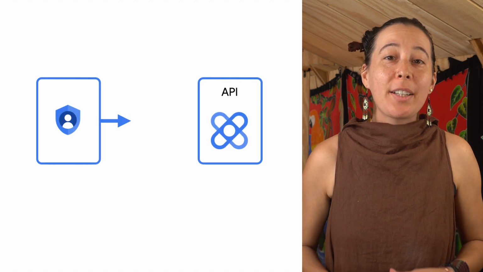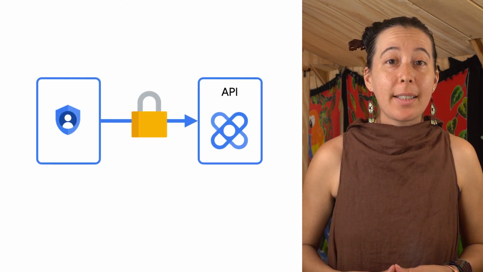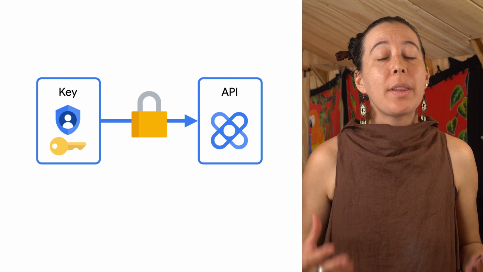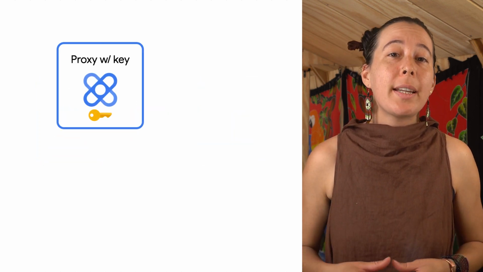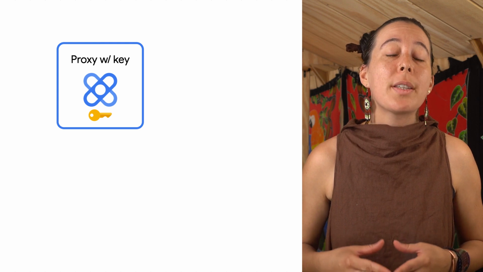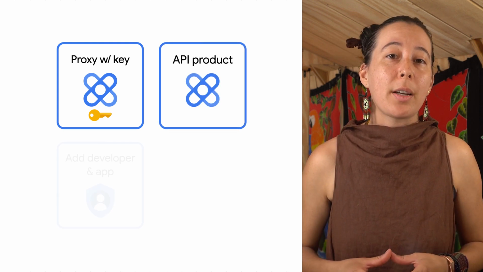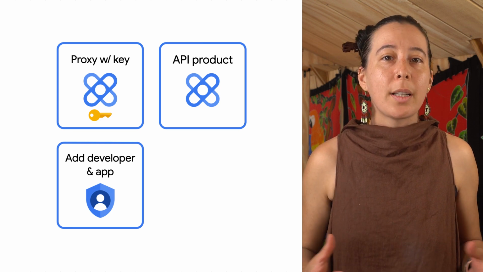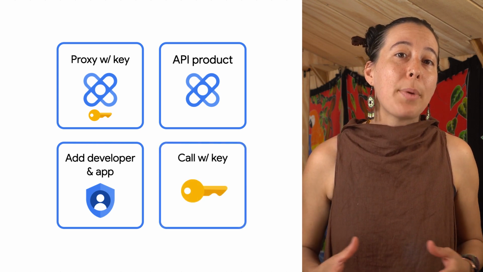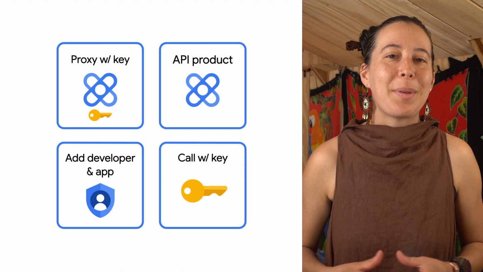It's important to protect your API from unauthorized access, and one way to do this is with API keys. And so in this episode, we will cover how to create an API proxy that requires an API key, and then also how to create an API product, how to add a developer, how to register an app, and then call your API with an API key.